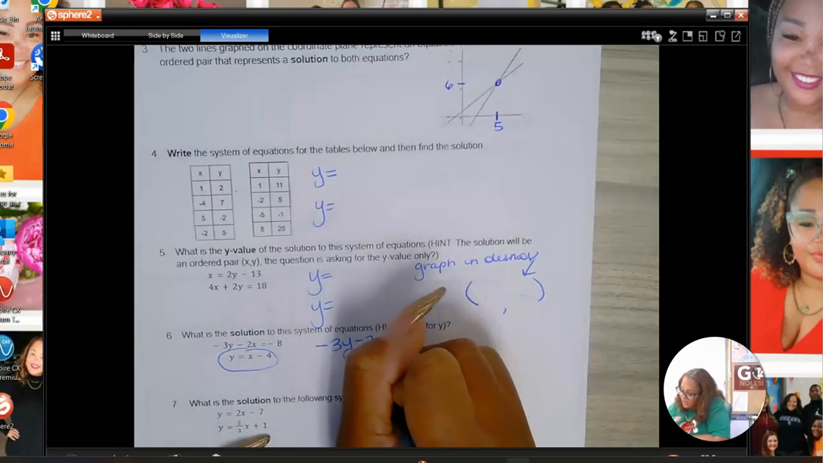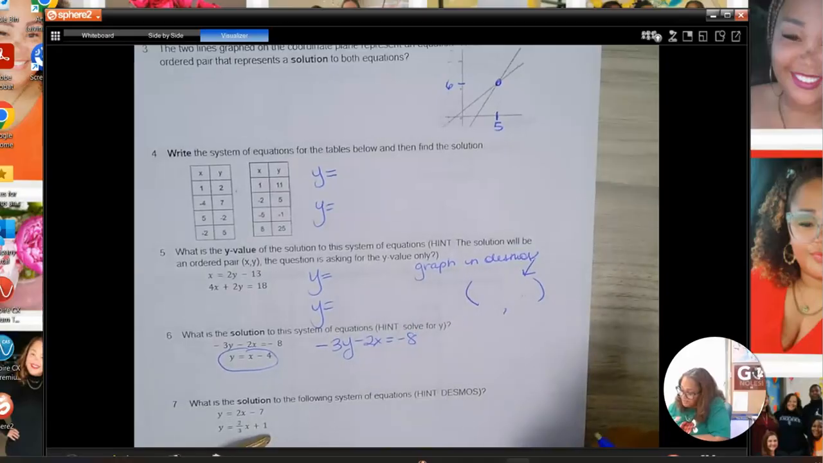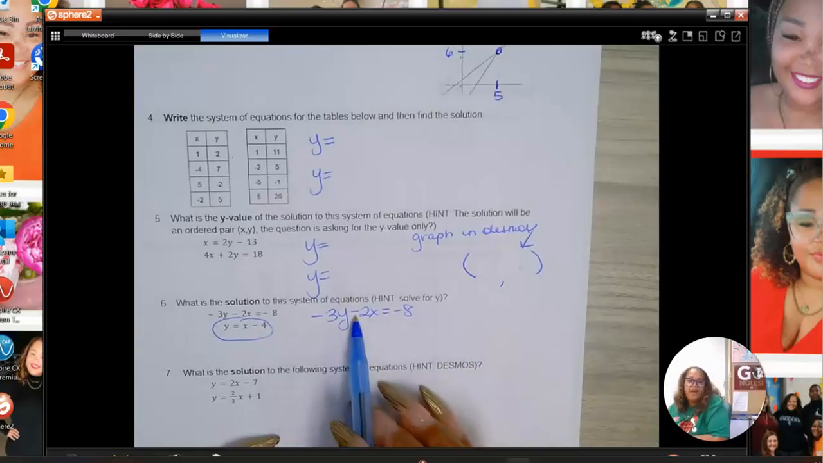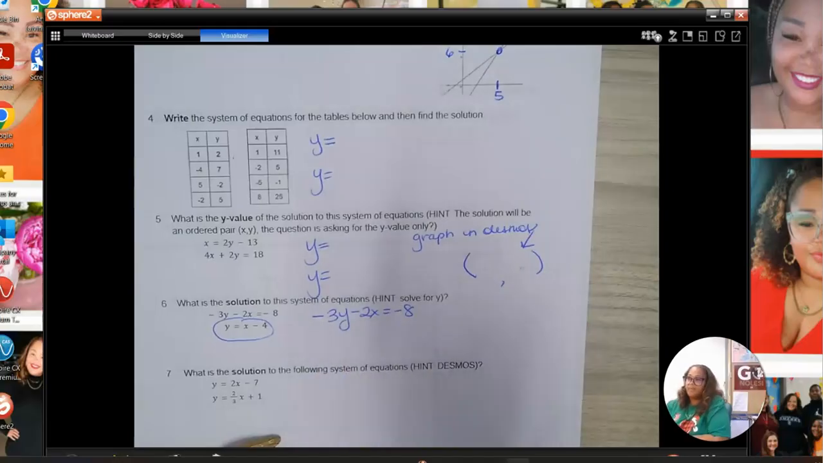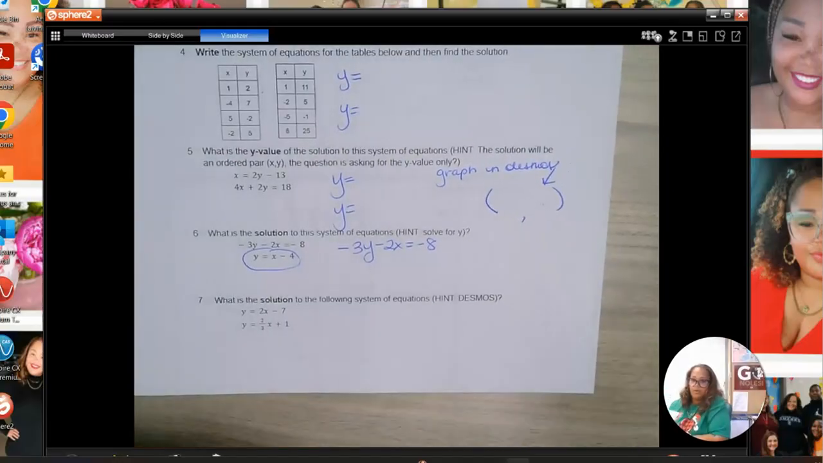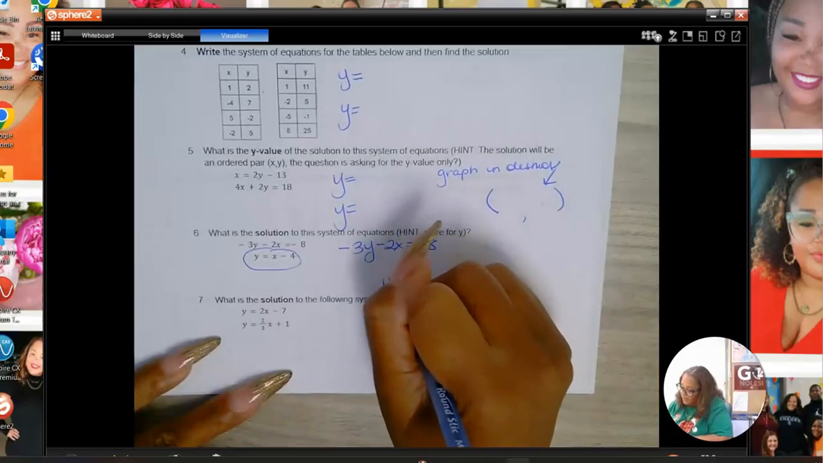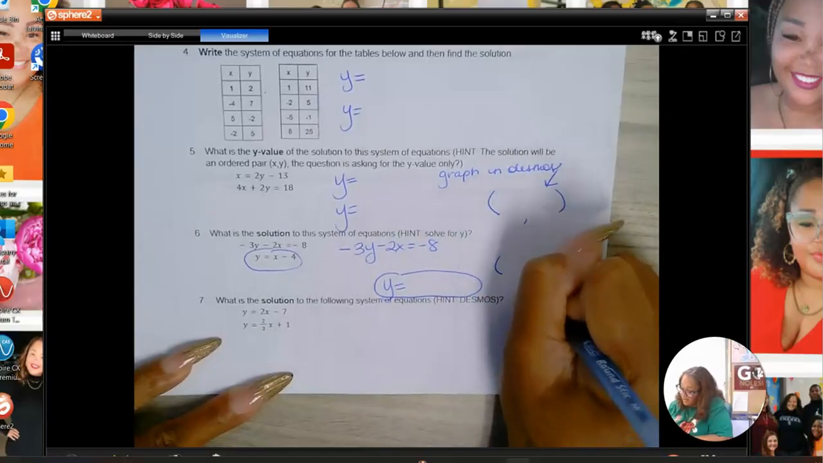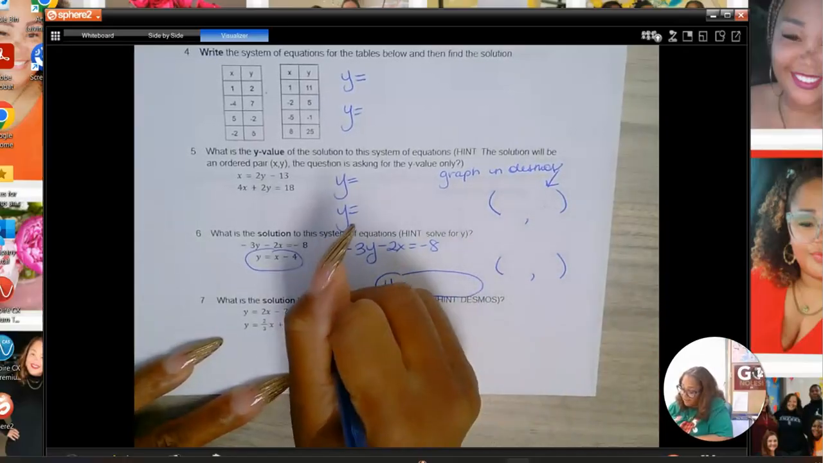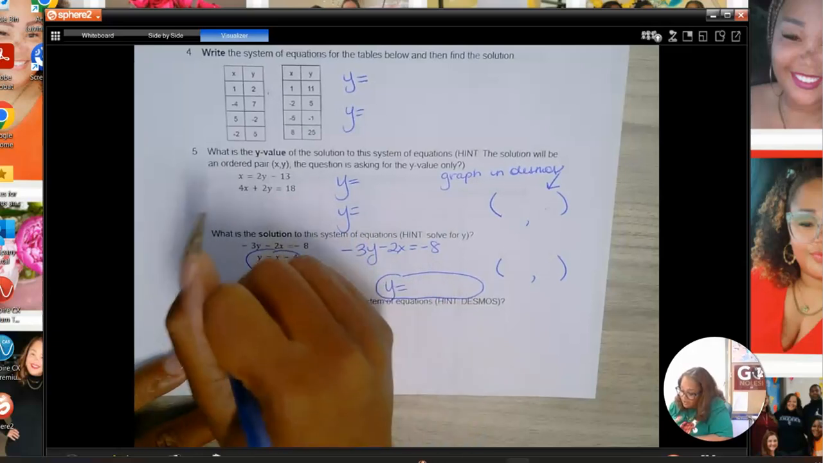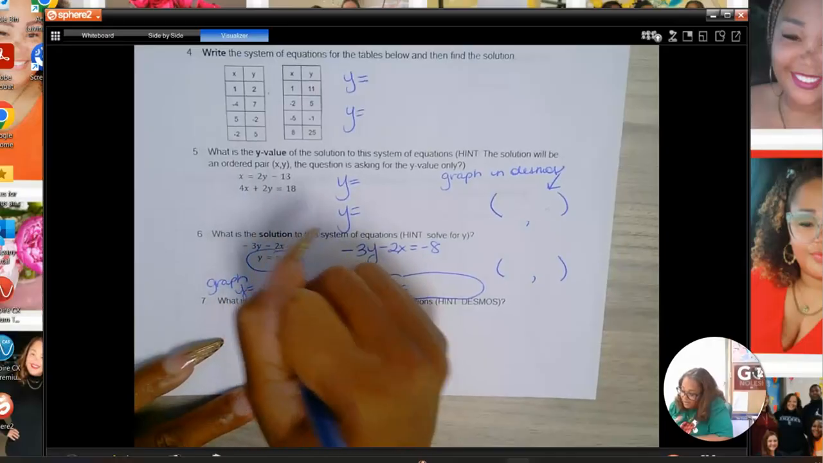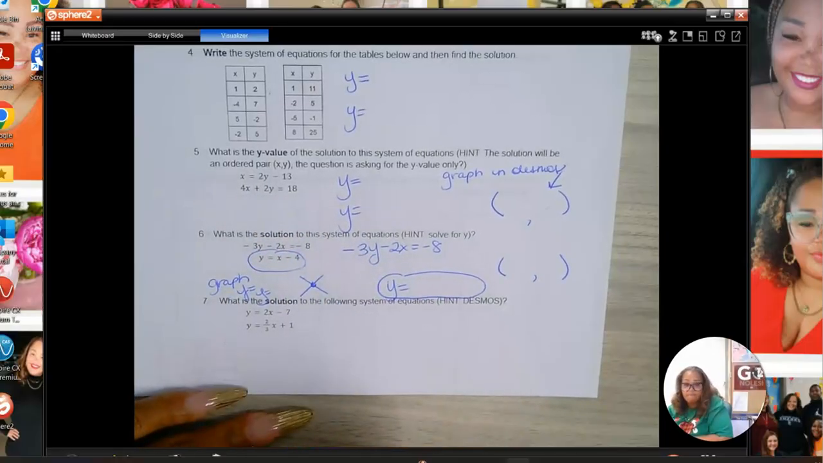Negative 3y minus 2x equals negative 8. Then, in order to do that, I would need to add 2x to both sides and then divide by negative 3. Then I will get y equals yada yada. So graph this, and then I need another coordinate pair here. Once I graph them in Desmos, graph y equals and y equals, I have to put those in Desmos, okay?